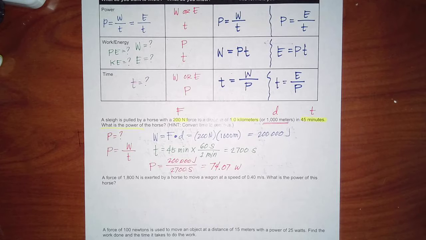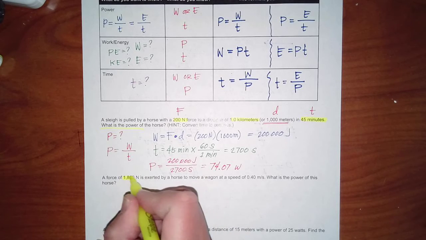Now this time it's still the same process. A force of 1,800 newtons exerted by a horse to move a wagon at a speed of 0.4 meters per second. What is the power of this horse? So this is almost the same as this one. The only difference is that there's a little bit of a modification in how the problem is being presented.